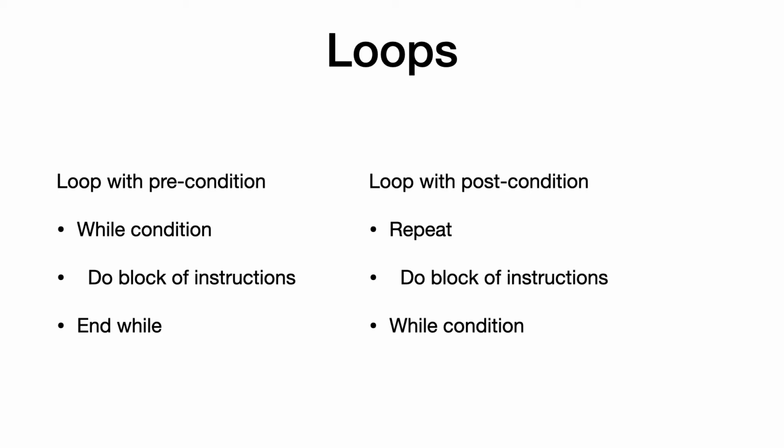And then we have another type of loop, which is the loop with postcondition, that has the structure: repeat, do block of instructions, while condition. As you can see, the block of instructions will always be executed at least one time. And after the first time that it is executed, then we check if the condition holds or not. That's why it is called postcondition.